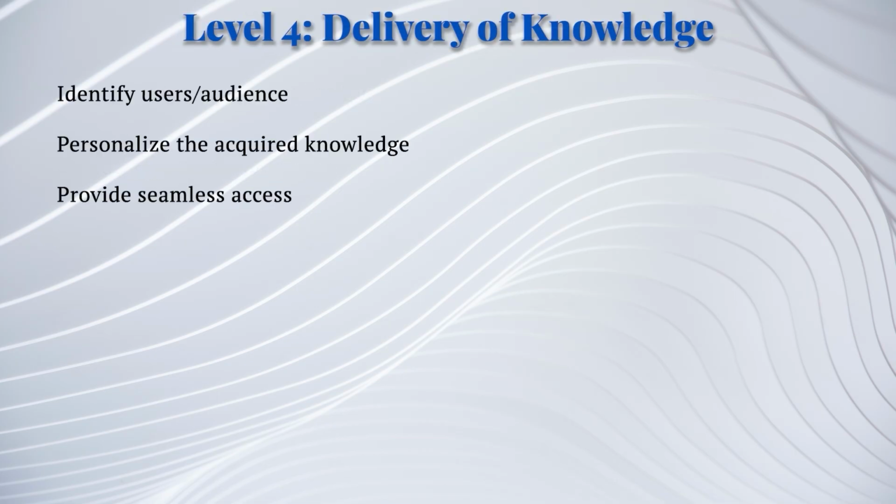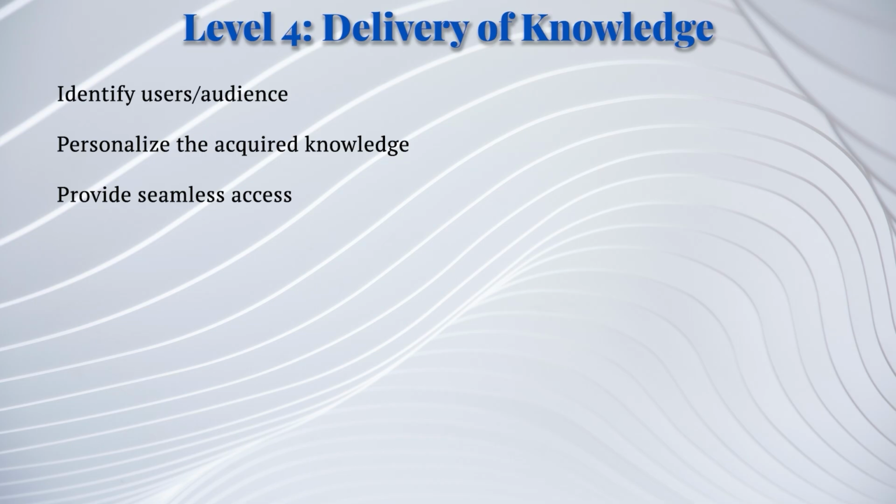Now, the fourth stage, delivery of knowledge in the capability maturity model, refers to how knowledge is distributed, accessed and utilized across different maturity levels. Based on their expertise and knowledge need, users must be categorized. Personalization ensures that the right knowledge reaches the right person at the right time. To do that, custom dashboards for different users may be created. Seamless access ensures that users can retrieve knowledge quickly, securely and conveniently.